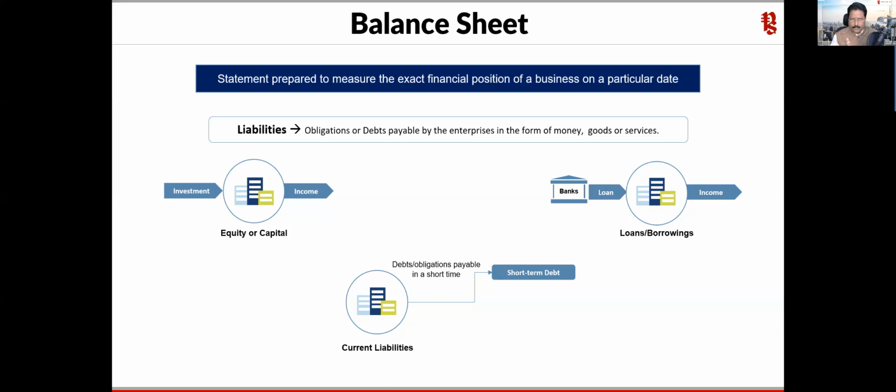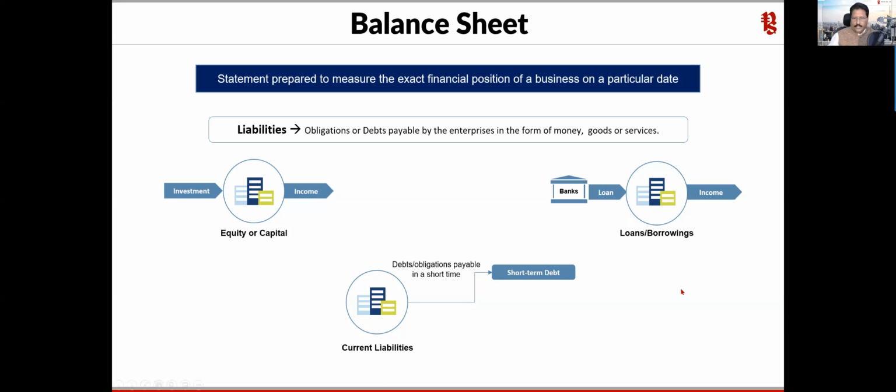The short term debt could also be monies that you borrow from your friends, relatives, or in case of a group company, probably sometimes you would have borrowed money from your sister concern, which needs to be cleared off at an earlier point in time. So the short term debt is one part of your current liability.